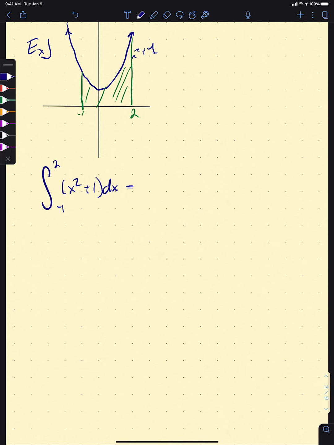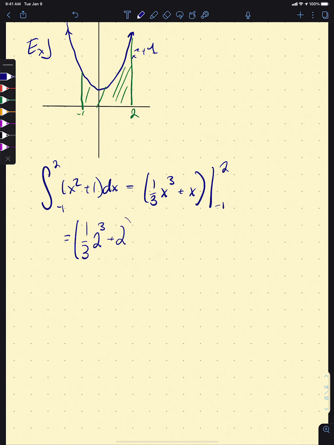Well, I want to take antiderivatives. What's the antiderivative of x squared? Well, it's 1/3 x cubed. The antiderivative of 1 is x, and remember we don't need to worry about a plus c. And then we need to evaluate this between -1 and 2, which means we take 1/3 times 2 cubed plus 2, and then we subtract 1/3 times -1 cubed minus 1.